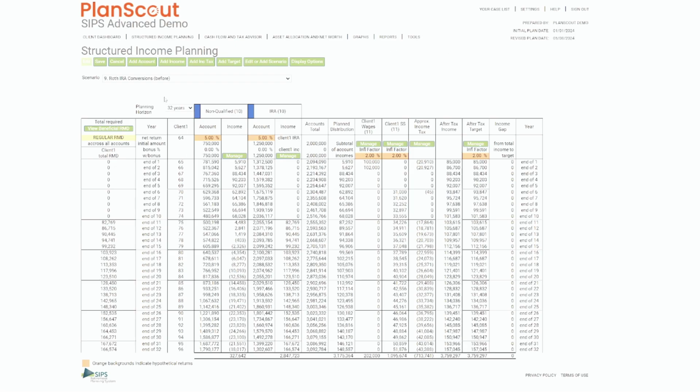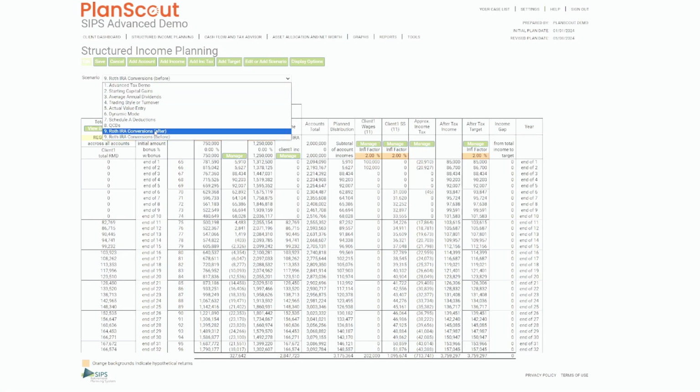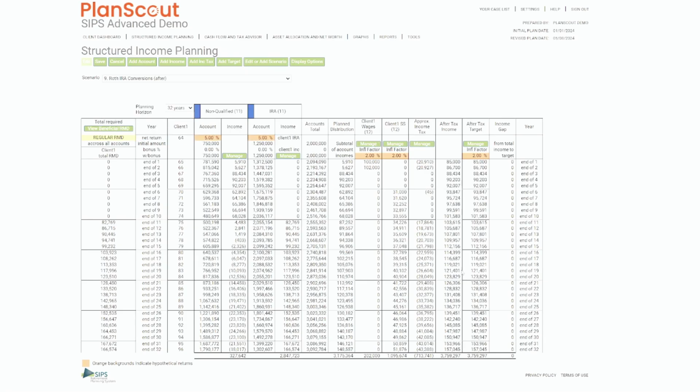I'm actually going to leave this scenario here as our before so we can compare back to it. I'm going to go to a different scenario to begin our conversion work.